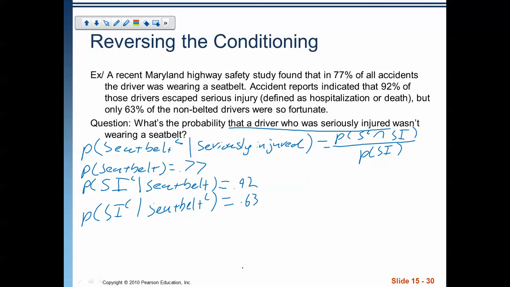So let's use this information that we have right here to construct a tree diagram, okay? Notice that the two informations we have, seatbelt or not seatbelt, are given information. So that's our first event. Either seatbelt or seatbelt complement. And then for each of those, we have a branch of seriously injured or not seriously injured.